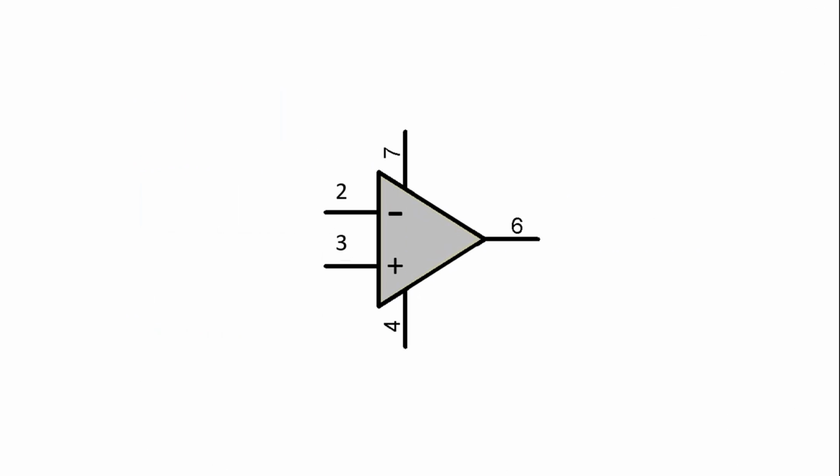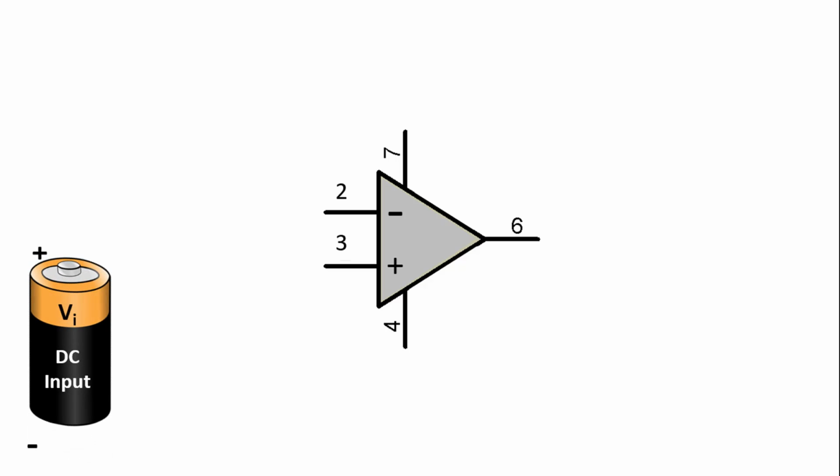Now, let's take a look at how the amplification process works with the LM741 operational amplifier, which is widely used in electronic circuits. First, let's look at the inverting amplifier circuit. That is, the value we will amplify is from the inverting input. For example, let Vi be a source with a DC input voltage value. Let's connect this voltage to the inverting input, that is, to input number 2.